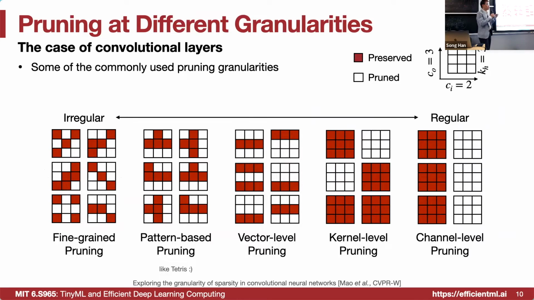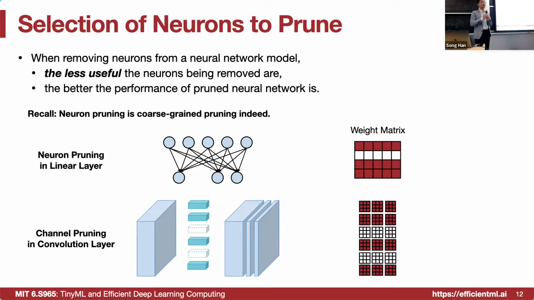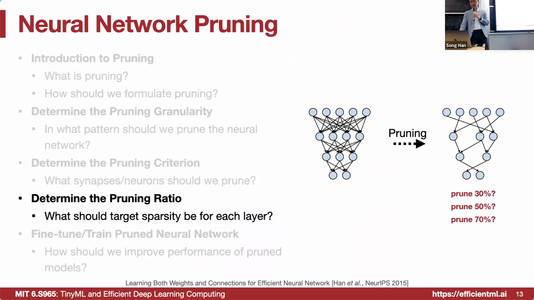And we discussed the different granularities of pruning from the fine grain to the coarse grain, where we can prune the most, and where it's easiest to accelerate. Fine-grained requires a specialized accelerator, versus how to select which synapses to prune. Magnitude-based pruning is the most popular these days, based on the magnitude for different granularities. And also how to select which neurons to prune. Again, the magnitude-based approach is very effective.